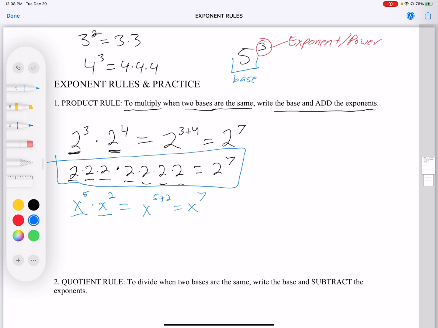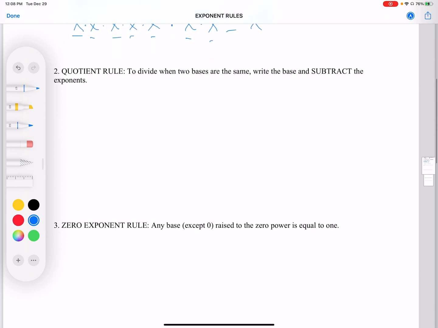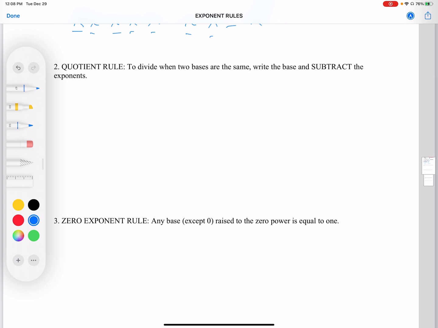Same thing would happen down here, x to the 5th, x squared, 1, 2, 3, 4, 5, and then 1, 2, 1, 2, 3, 4, 5, 6, 7. There's 7 x's, it's x to the 7th power. So that's the product rule. The quotient rule is very simple, or similar, and simple. Quotient rule says if you're dividing two bases that are the same.